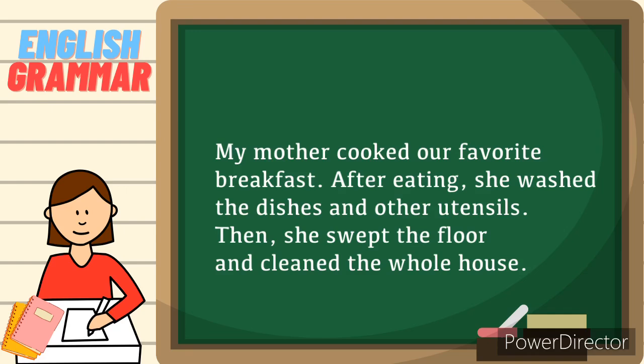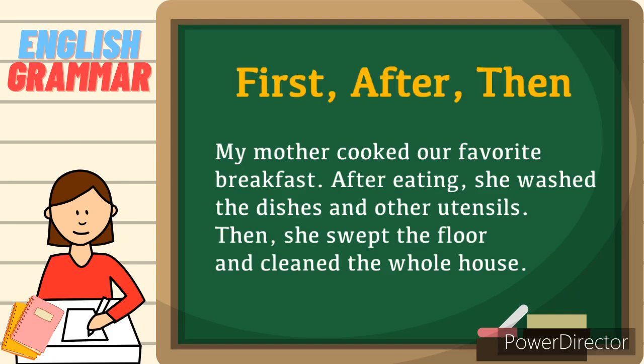Let's have a sentence that indicates sequential ideas. My mother cooked our favorite breakfast. After eating, she washed the dishes and other utensils. Then, she swept the floor and cleaned the whole house. This sentence clearly lays down the order of activities from the first one to the last one. Transition signals used are first, after, and then.